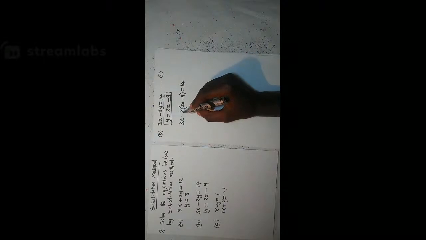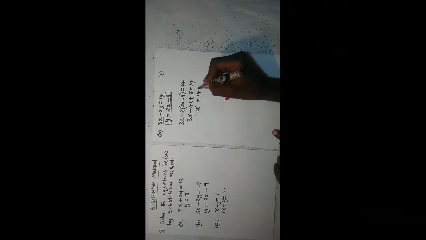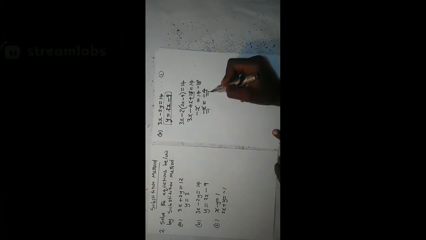And then we can expand the brackets here. So 3x, negative 2 times 2x will give us negative 4x. Negative 2 times negative 9 will give us positive 18, is equal to 14. Now we can subtract: 3x minus 4x will give us negative x. And this 18, we'll take it to the other side. We are going to have 14 minus 18, which will give us negative x is equal to negative 4. For us to get rid of this negative on x, we divide both sides by negative 1, and therefore our x will be positive 4.